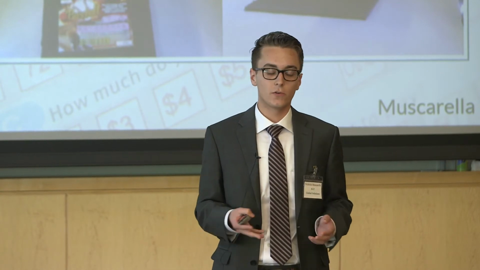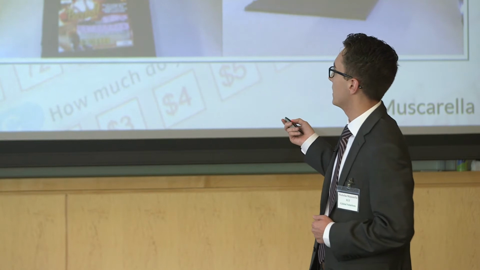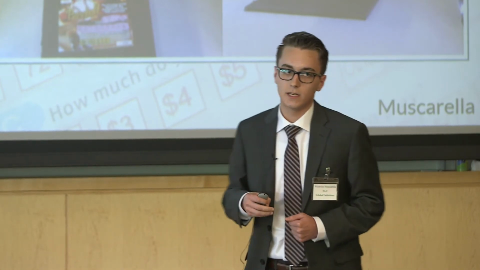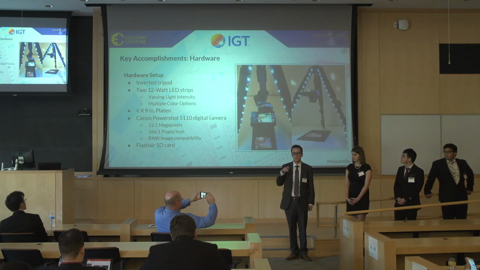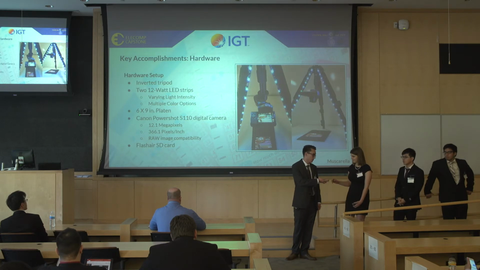Starting with our hardware, it consisted of an inverted tripod with a mounted camera and 2 strips of LED lights that we used to take pictures in varied lighting and with different obstructions, as I mentioned. And we used a network connection to transfer those pictures wirelessly to our computer using our flash SD card. Now I'm going to pass it to Catherine, who will continue talking about our accomplishments.